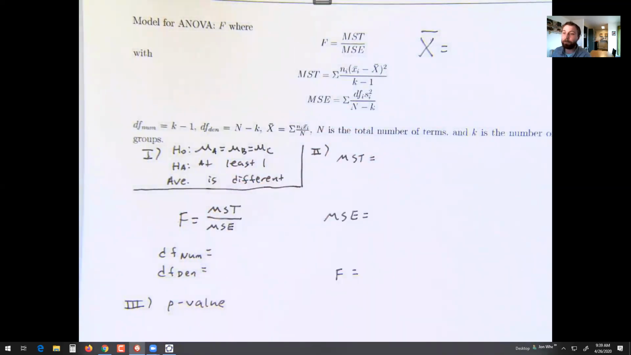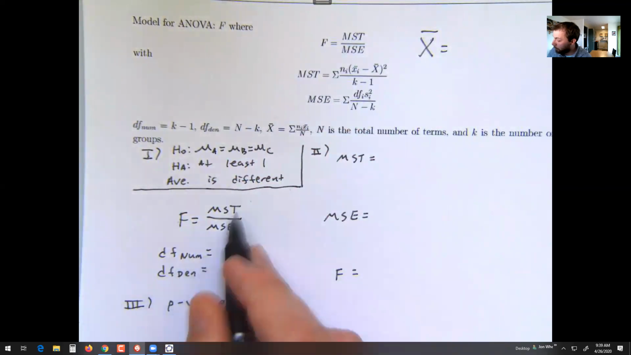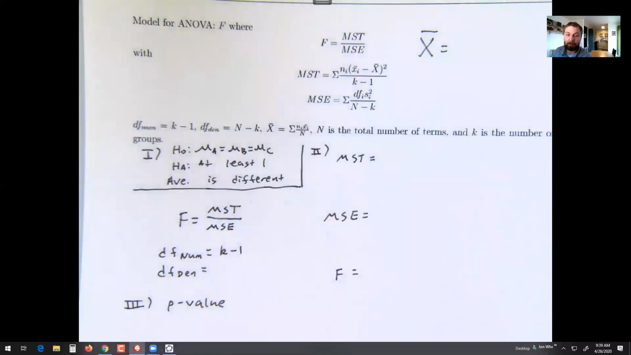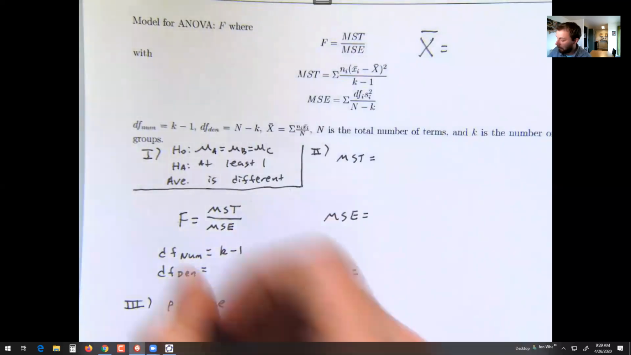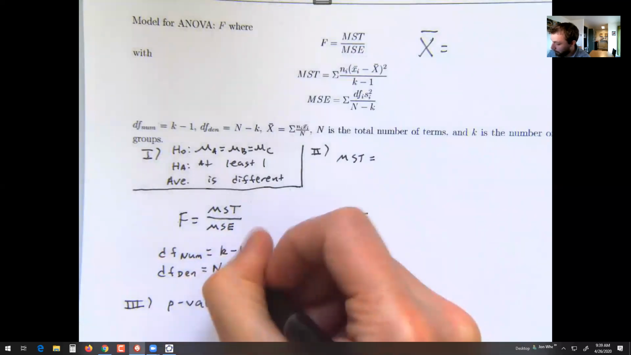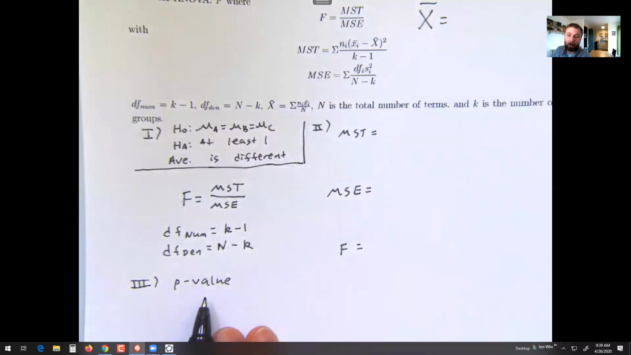It has 2 different degrees of freedom because I have 2 types of variation I will be analyzing. That's where the name analysis of variation, or ANOVA, comes from. The degree of freedom for the numerator will end up being k minus 1, where k is the number of groups. And the denominator is capital N, that's the total number of terms, minus k. My 3rd step will be p-value. My 4th step will be conclusion.